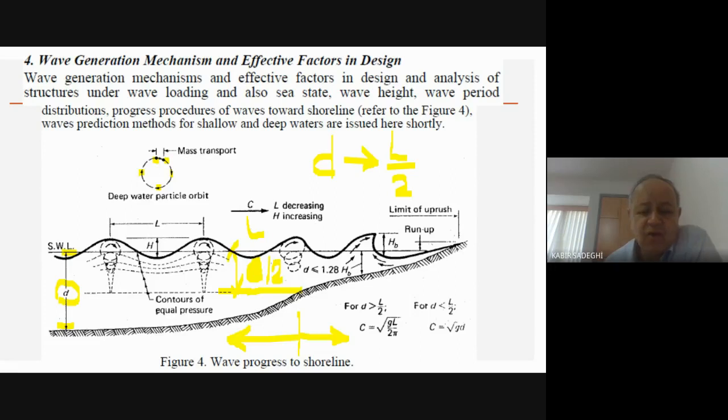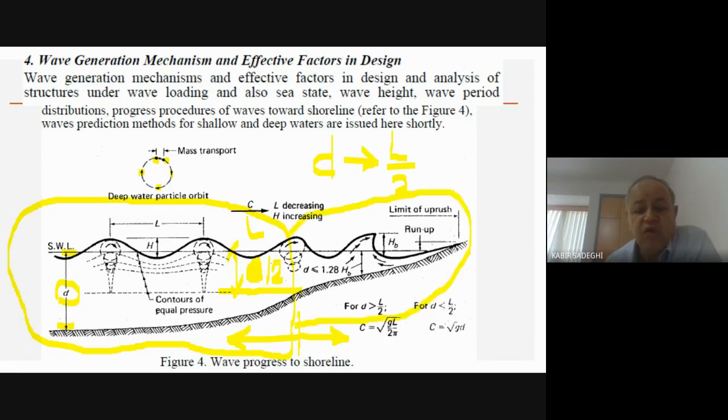If D is greater than L over 2, in this side, for example, we have deep water. If D is smaller than L over 2, in this part, we have shallow water, or shallow and transitional water. You'll see we divide later. First zone, you can say deep water. For the other zone, the second one, if D is less than L over 2, you can say non-deep water, that has two zones, transitional water and shallow water. We'll see that later on.